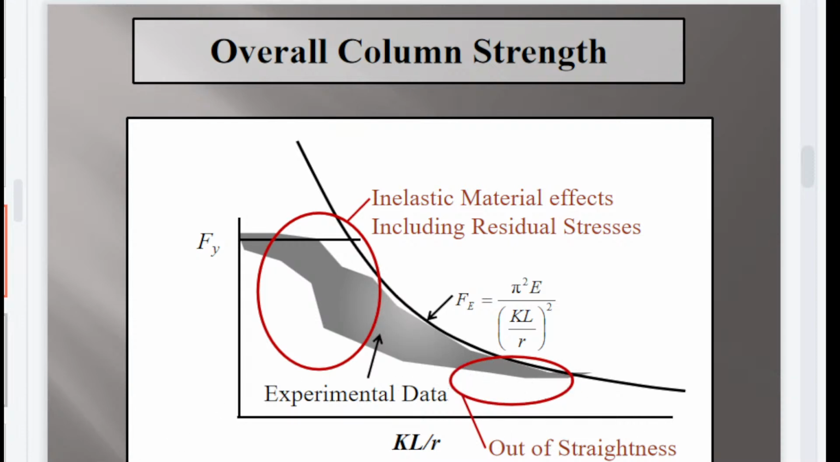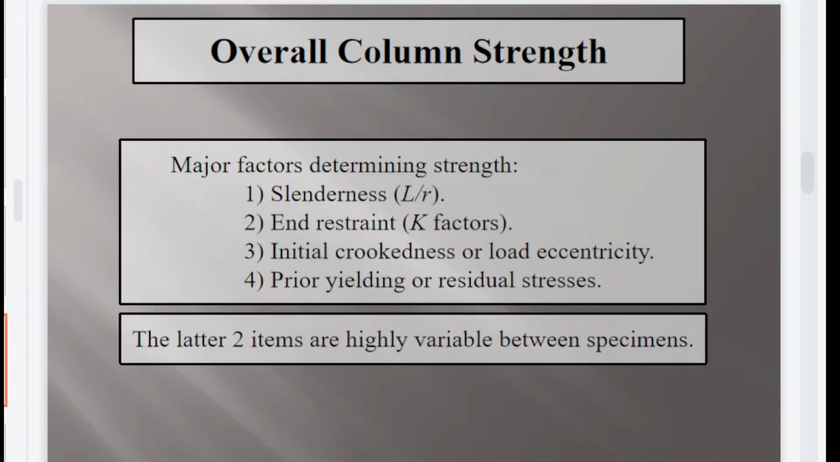Because of that, the major factors determining strength, we can therefore conclude, are slenderness and restraint. That gives us the key factors. Adding both 1 and 2, we have KL over r. Number 3, initial crookedness or load eccentricity, of course. And number 4, prior yielding or residual stress. Initially we already knew about number 4, and then number 3. In the present module, we learned about 2 and 1. So there is a concept of slenderness and a concept of dependencies regarding restraint.